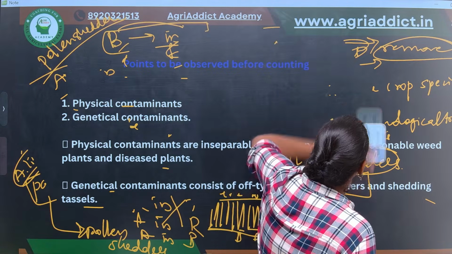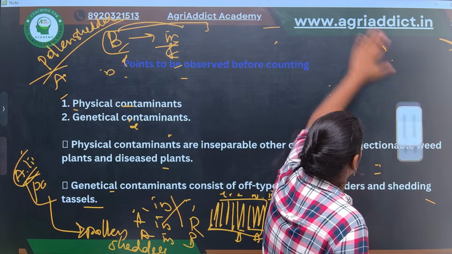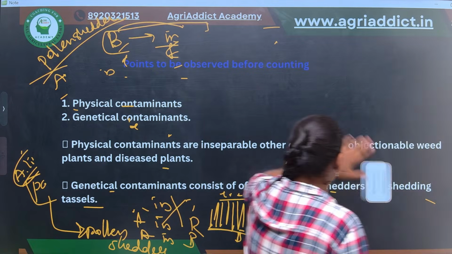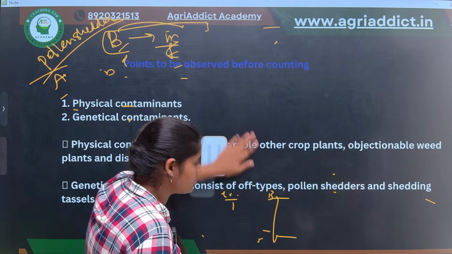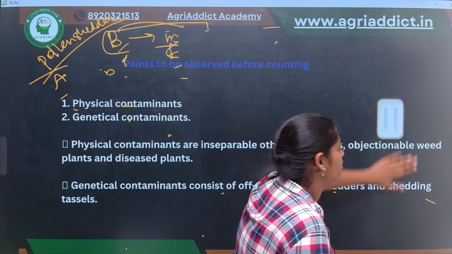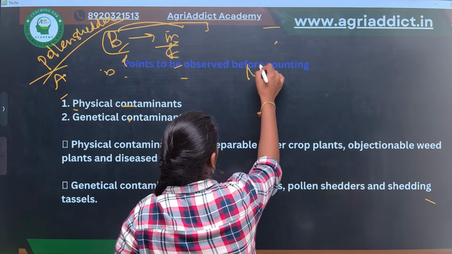Then, what about shedding tassel? The name itself indicates it. Where do we observe this term tassel? In which crop do we call it tassel? Yes, it is in maize.